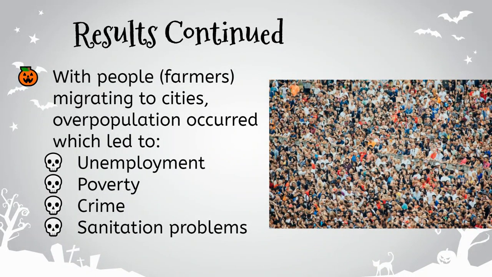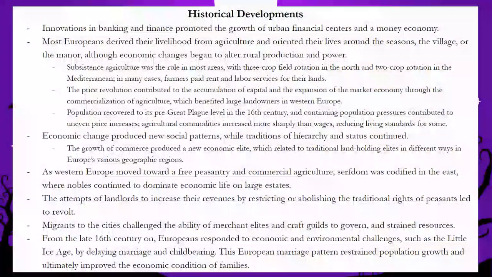So with people and farmers migrating to cities, we have a lot of overpopulation occurring, right? Those farmers that couldn't produce any more money or food for their families, or they're just stuck, have to turn to the cities. So all these people rushing in, this urbanization leads to unemployment, poverty, crime, and sanitation problems. All of this we are going to see when we cover the Industrial Revolution in a couple units. But just to note, the more people you have in one place, the harder it is to live a little bit. Here are the historical developments that College Board wants you to know.